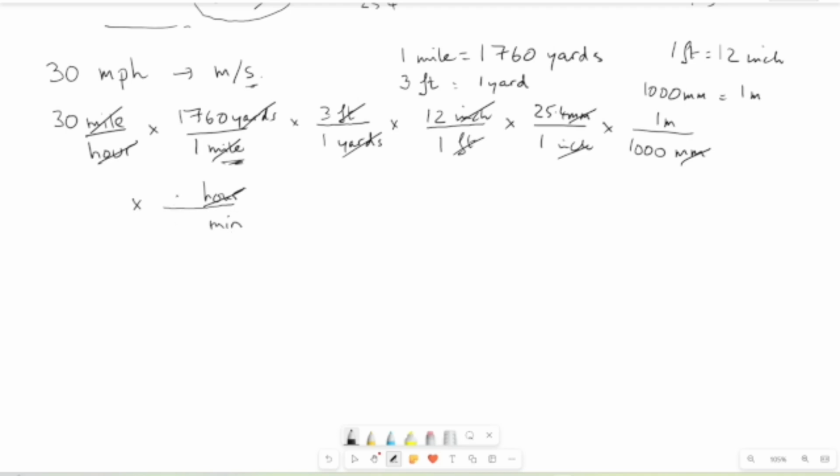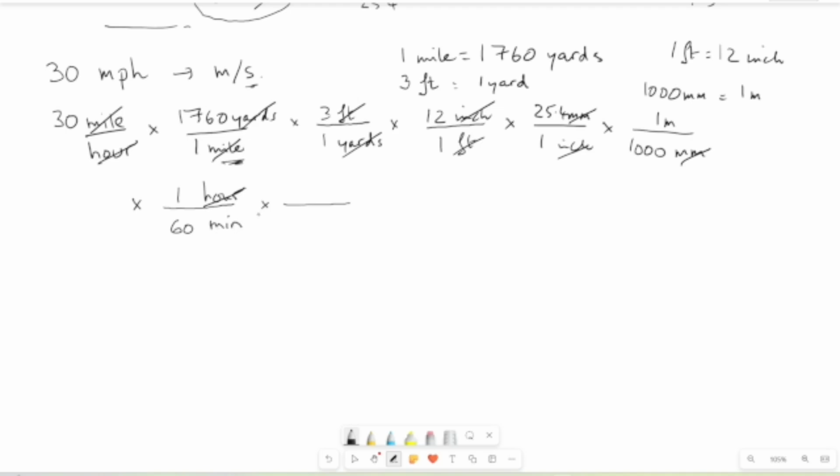miles per hour or meters per second. So the numbers that go in here, 1 hour is how many minutes? 60 minutes. So that's fine, that gets me minutes. I need to get it into seconds. So I've got to multiply this by something.